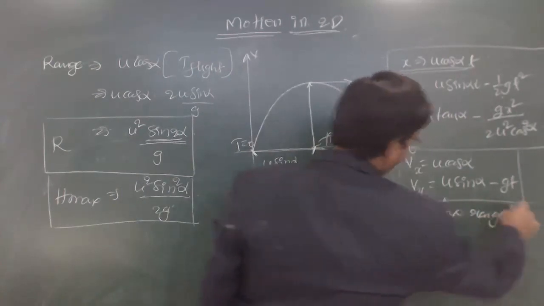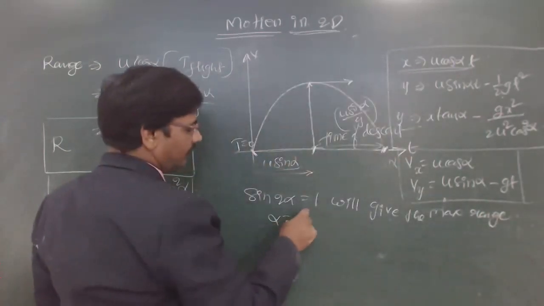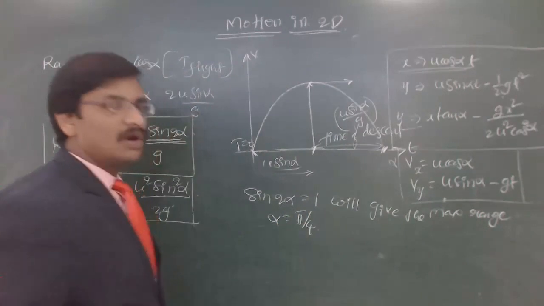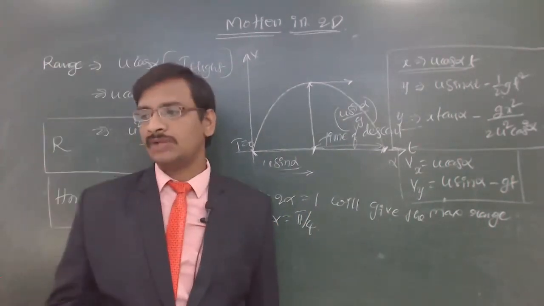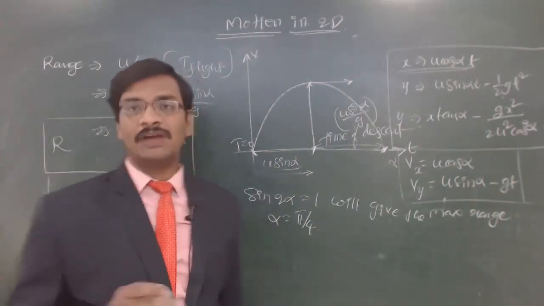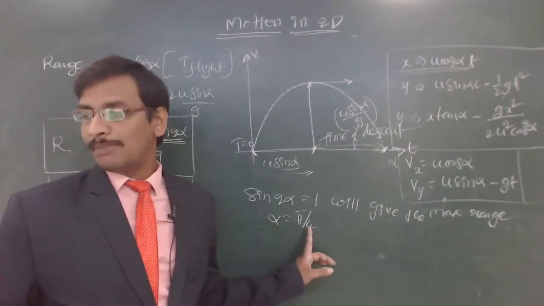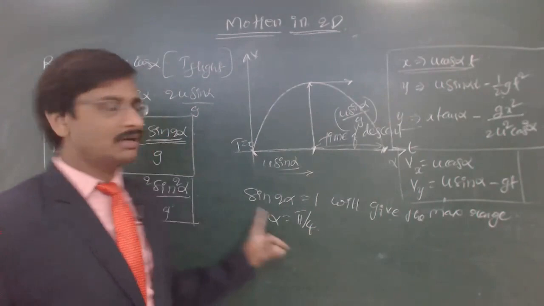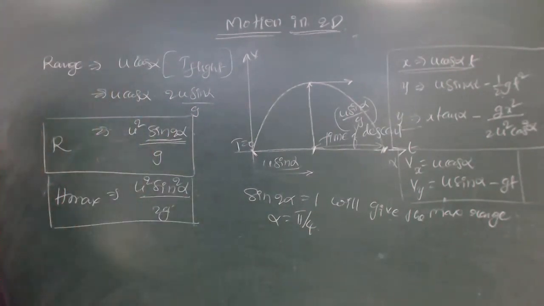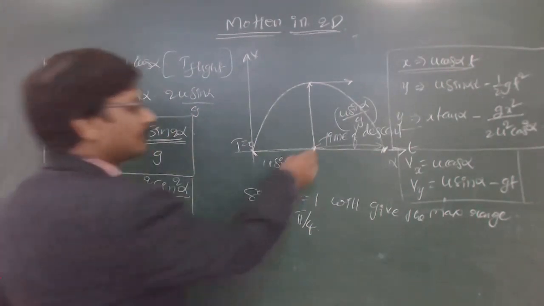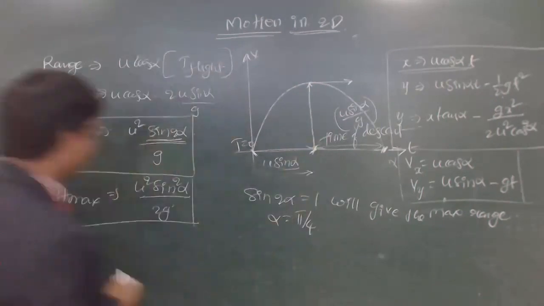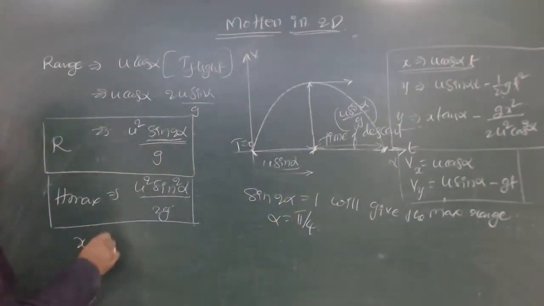So this will give the maximum range where alpha is equal to pi by 4. If I want to throw to the maximum height, then I have to use 90 degrees. And if I have to throw the longer distance, then the angle is equal to pi by 4. So these are the fundamental conditions that we can think of.